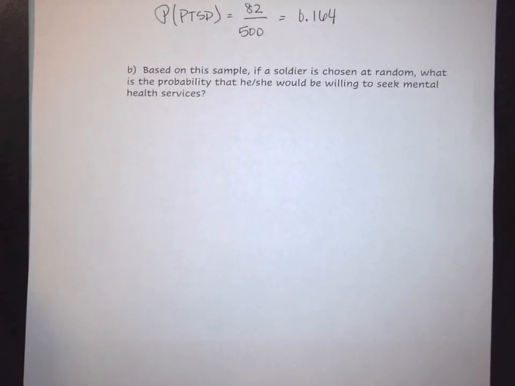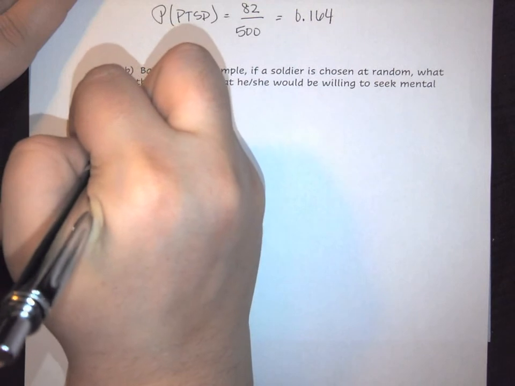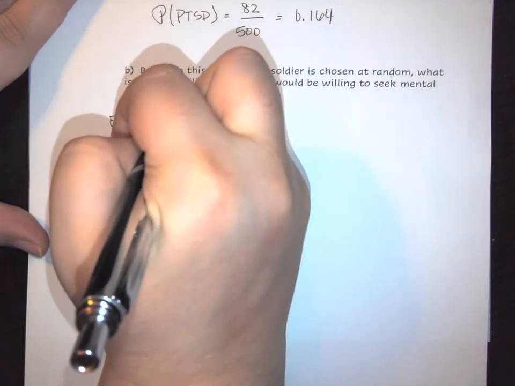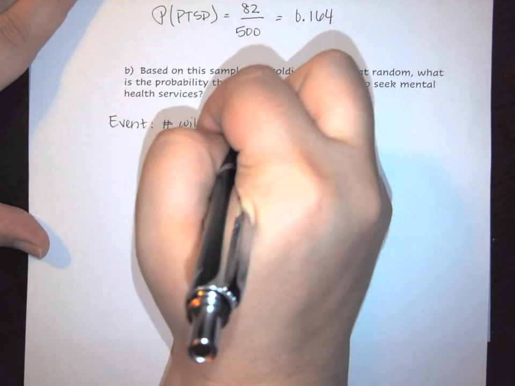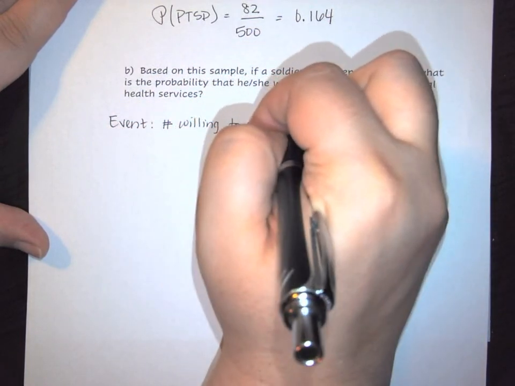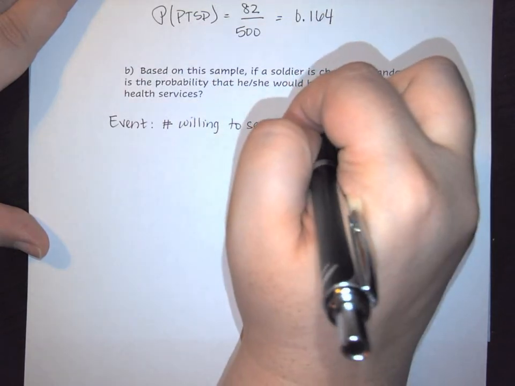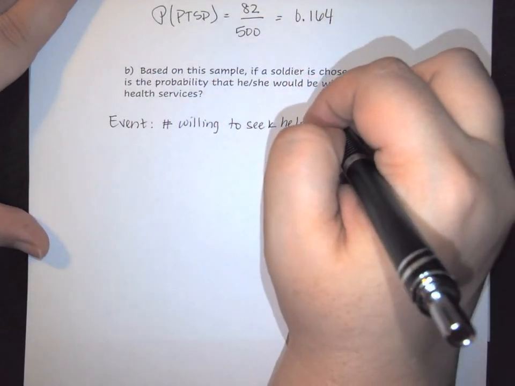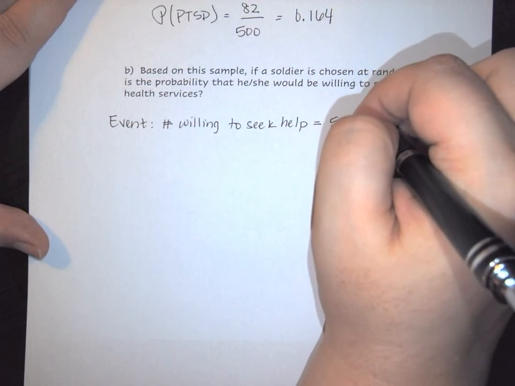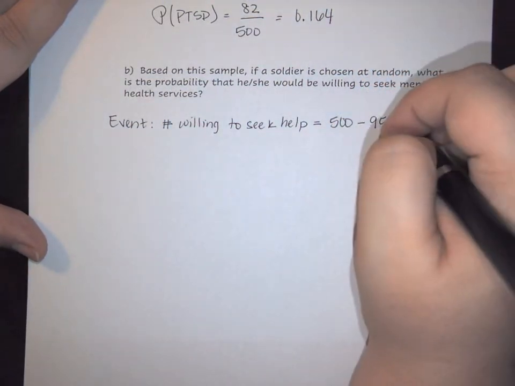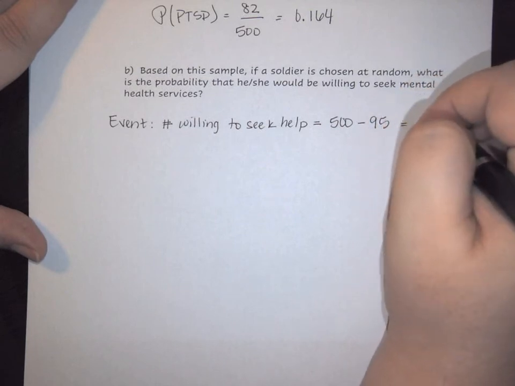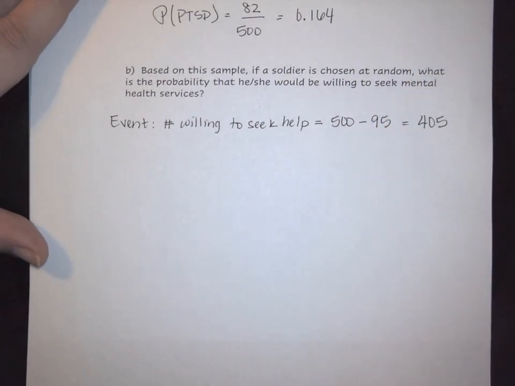Now the second part says, based on the sample, if a soldier is chosen at random, what is the probability that he or she would be willing to seek mental health services? So here we have a new event, and in this case, my event is going to be the number that are willing to seek help. That number is going to be my 500 sampled minus the 95 that said they were too embarrassed. So that is going to give you 405 that are willing to seek help.